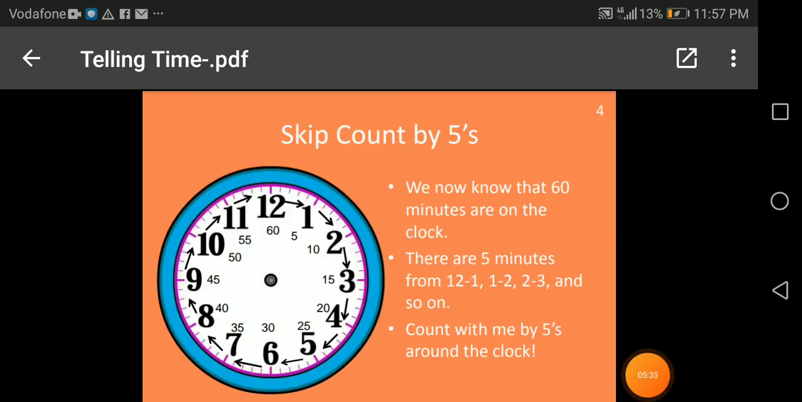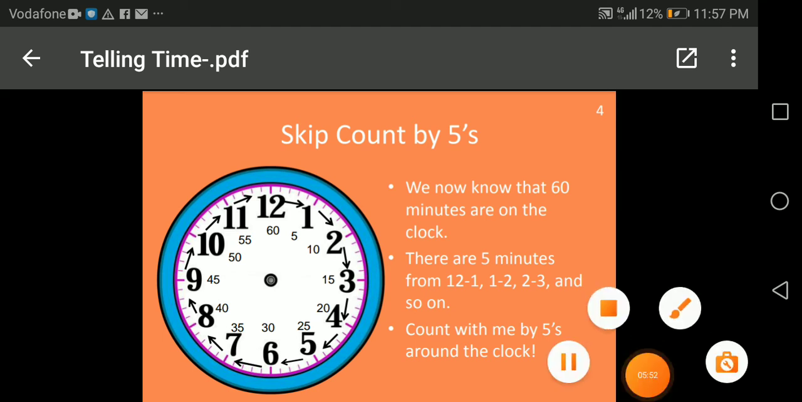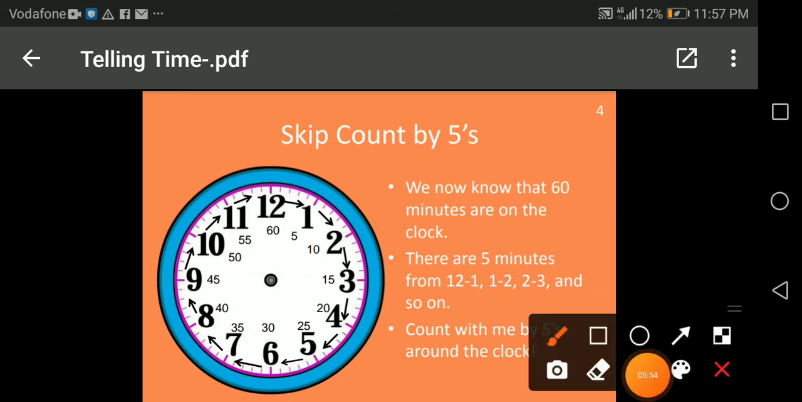What if I say it's 2 o'clock? Here the short hand points to 2 and the long hand points to 12. So it's 2 o'clock. What if I want to say it's 6 o'clock? The short hand points here to 6 and the long hand points to 12.